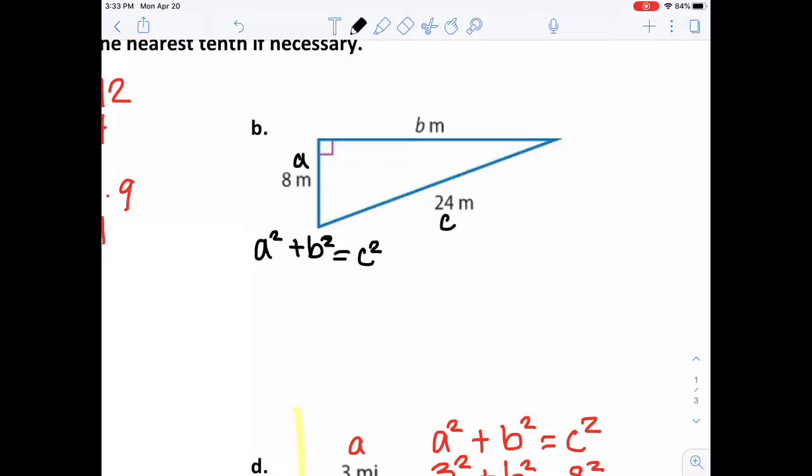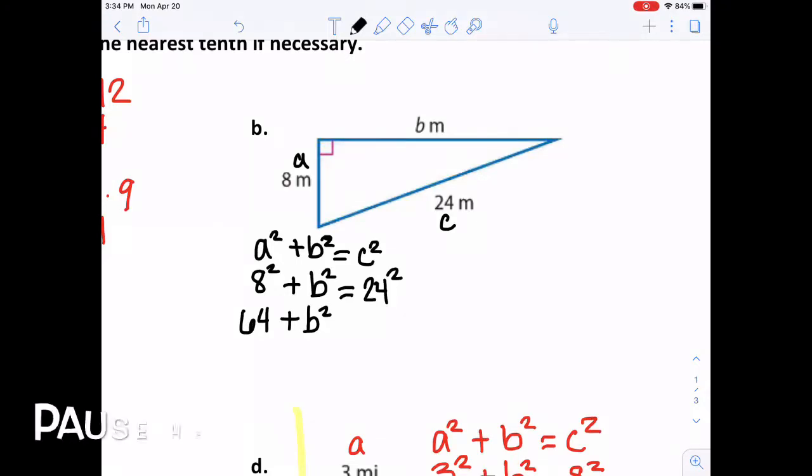All right, let's plug it in. If we plug in 8, we've got 8 squared plus, we don't know b, again, we'll leave b squared. 24 is c, so you're going to plug it in, so that would be 24 times 24. So let's go ahead and work this out. 8 times 8 is 64 plus b squared. 24 times 24, you can go ahead and plug that into your calculator. You should get 576.